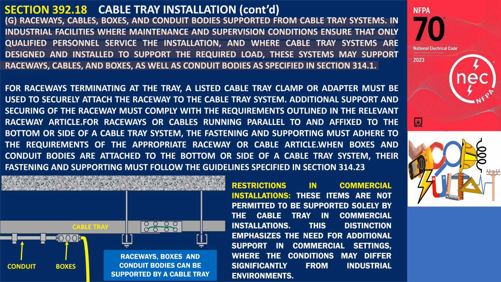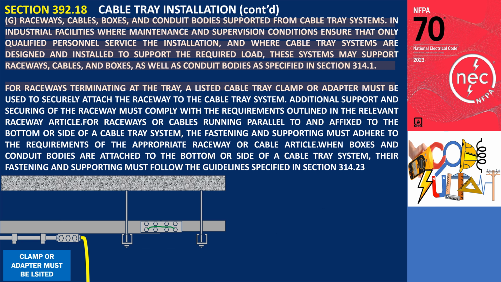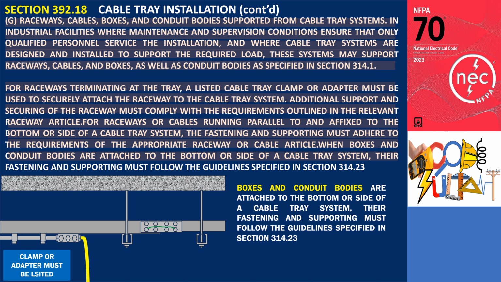For raceways terminating at the tray, a listed cable tray clamp or adapter must be used to securely attach the raceway to the cable tray system. Additional support and securing of the raceway must comply with the requirements outlined in the relevant raceway article. For raceways or cables running parallel to and affixed to the bottom or side of a cable tray system, the fastening and supporting must adhere to the requirements of the appropriate raceway or cable article. When boxes and conduit bodies are attached to the bottom or side of a cable tray system, their fastening and supporting must follow the guidelines specified in Section 314.23.